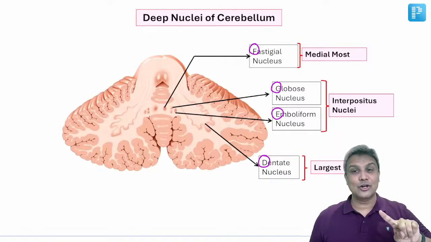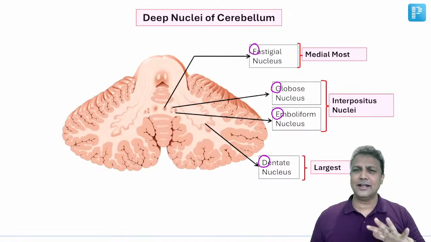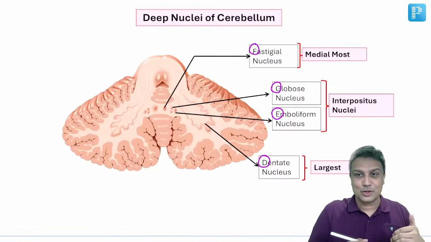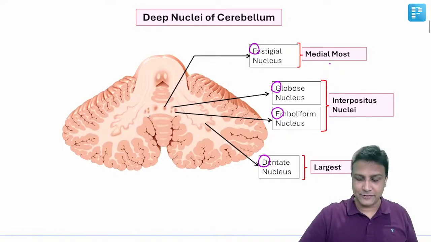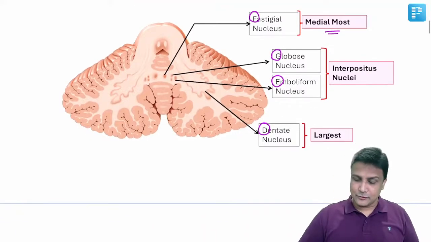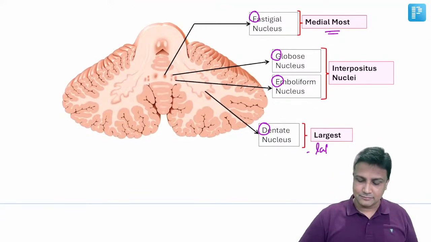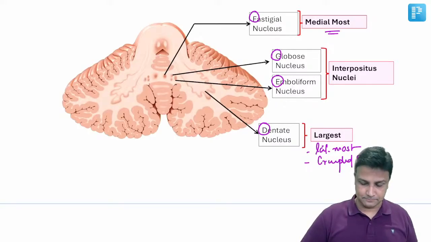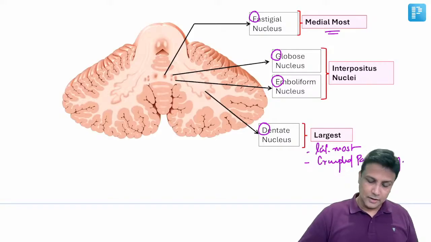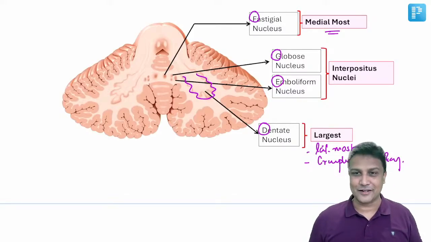Now why I'm asking you to remember this order here? Because in the exam they have asked which is the medial most one. Of course the medial most one will be fastigial nucleus. And which one will be the lateral most one here? The dentate nucleus. And dentate nucleus will be the largest one. Apart from that, remember the shape also. It is crumpled paperbag shape. Even this has been asked in your exam. It is crumpled paperbag shape, the dentate nucleus.